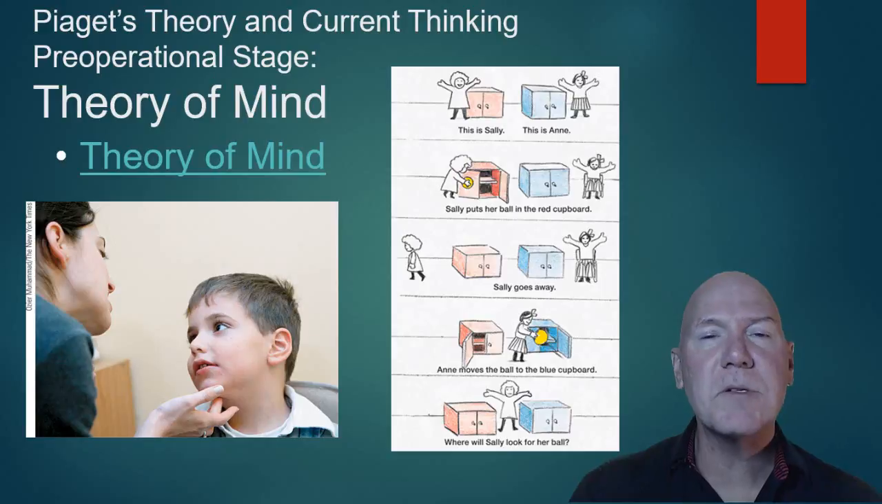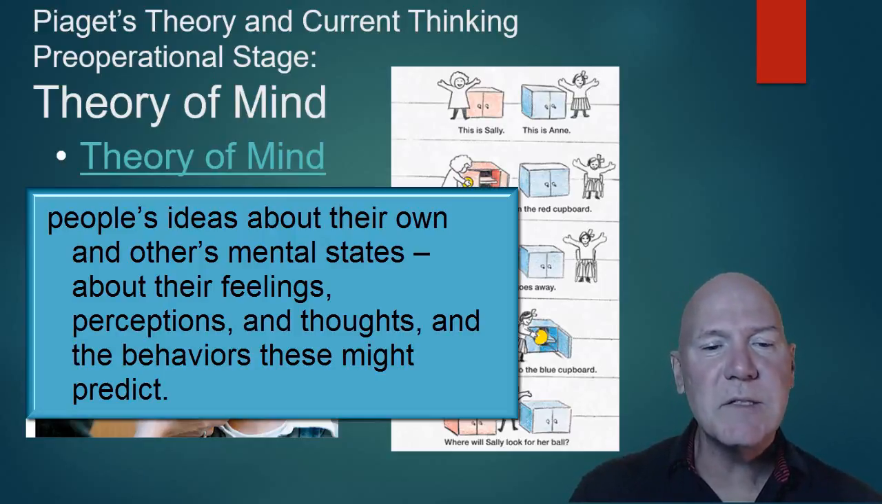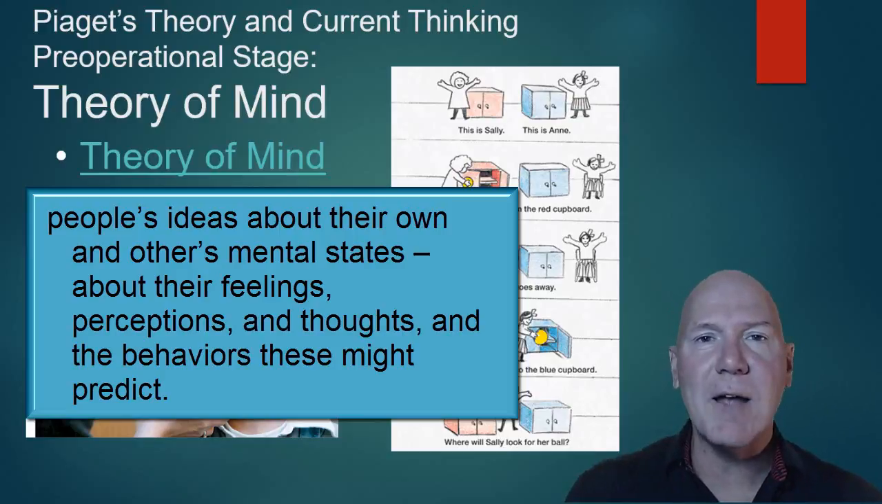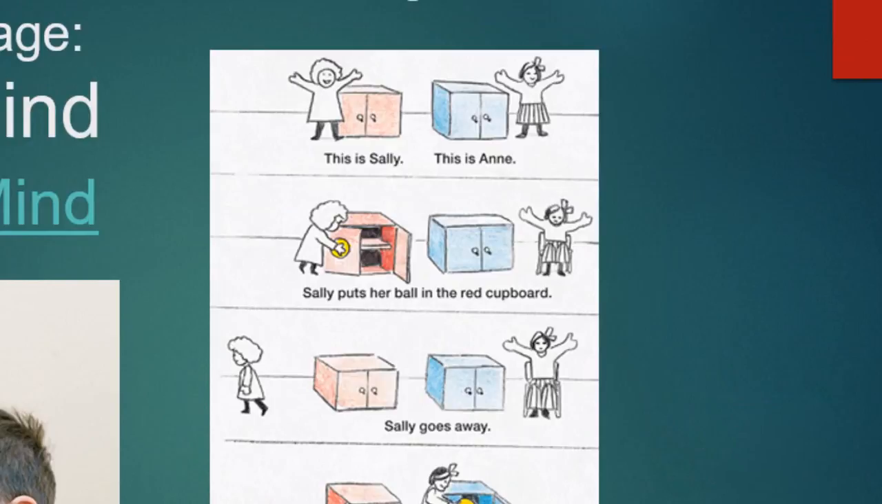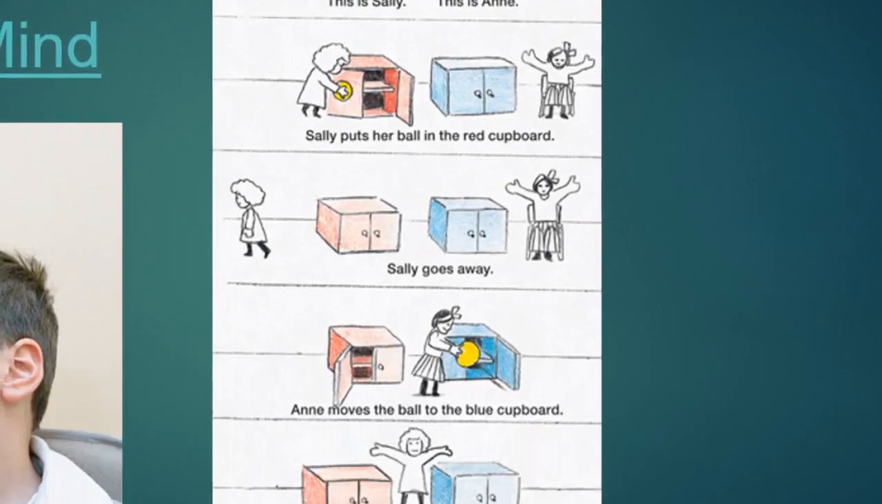The other thing in pre-operational stage is the development of theory of mind. Now, this doesn't seem to be fully developed till about the age of 5. And this is the idea that other people have separate and different thoughts than you do. In this classic experiment with Sally and Anne over here, they show you that Sally puts a ball in a red cupboard and walks away. But Anne goes in and she moves the ball to the blue cupboard.